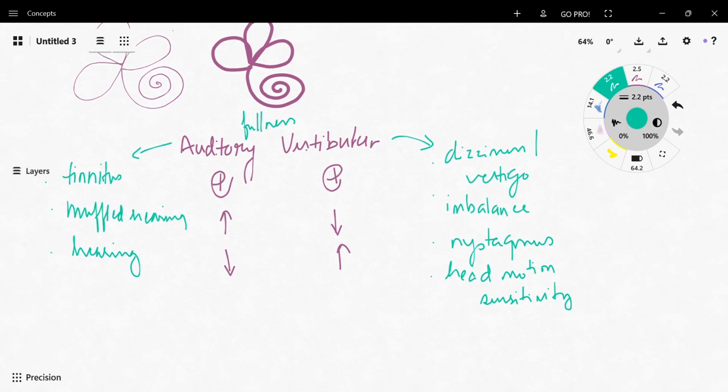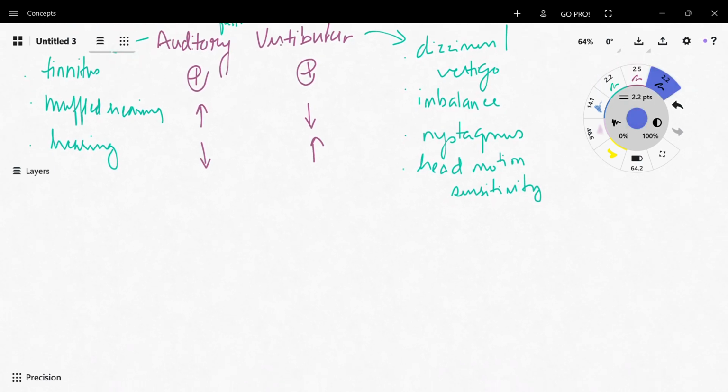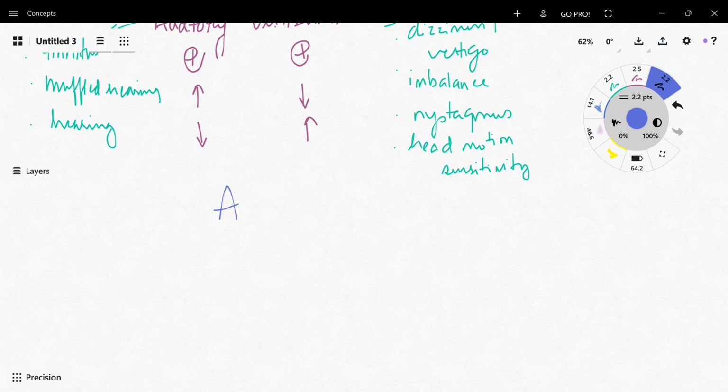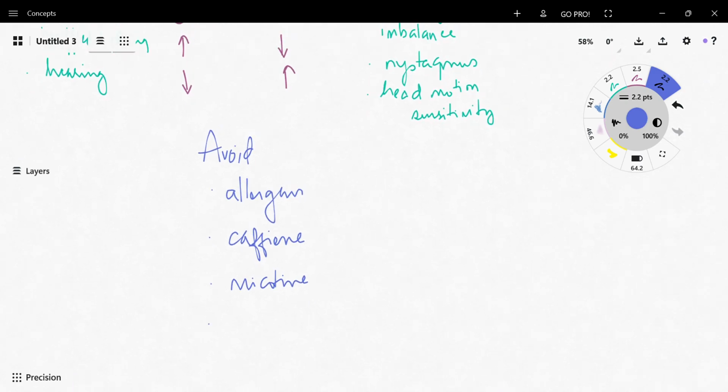So next, how do you manage a case of Meniere's disease, right? So first things first, a patient is asked to avoid allergens, the ones that can cause the hydrops to develop. Caffeine, nicotine, and alcohol, right? And you can refer them to vestibular rehab, right?